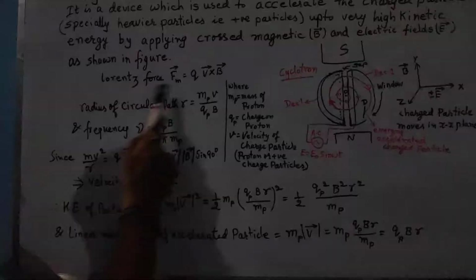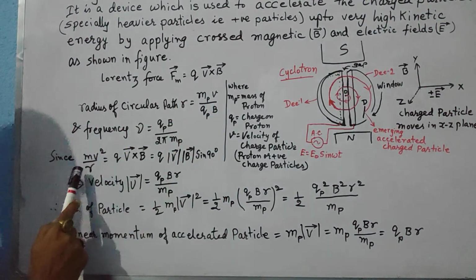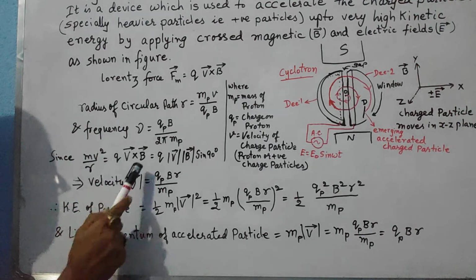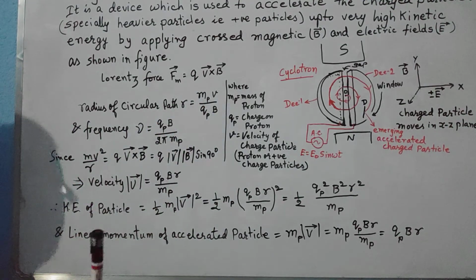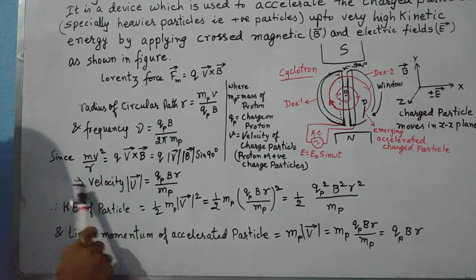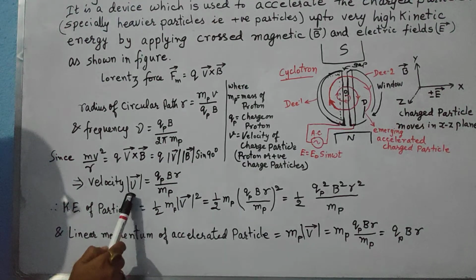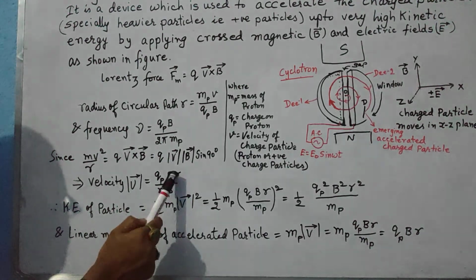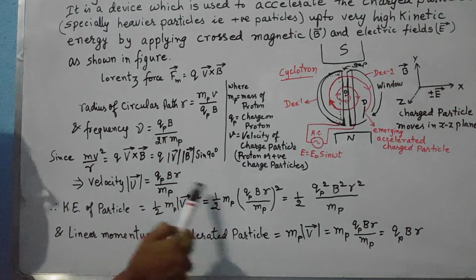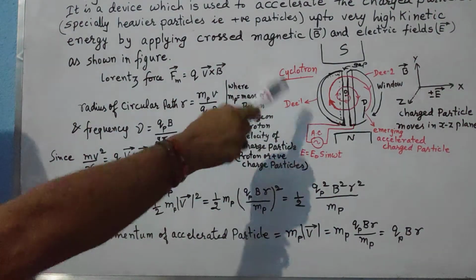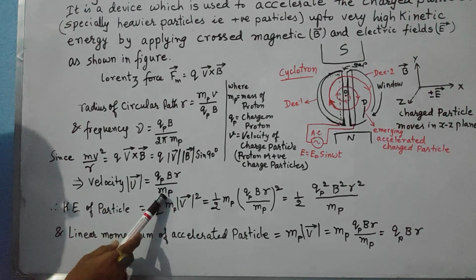How did we get it? We equated the Lorentz force to the centripetal force, mv squared over r, and on solving this relation we get the radius r equal to mv by qB. Also from this relation we have the velocity v equal to qBr by m, where q is the charge, B is the magnetic field applied in the vertical direction across the cyclotron, divided by the mass of the charged particle.